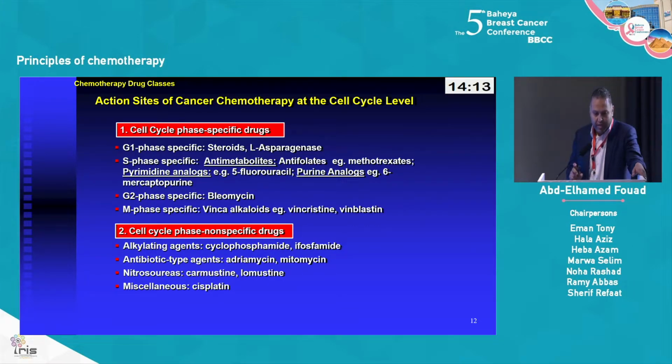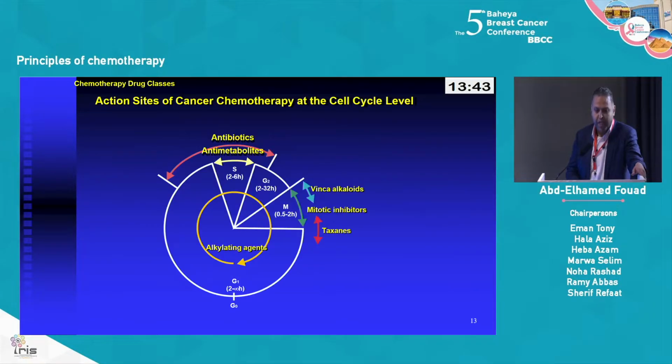Also, cycle-specific drugs are classified into phase-specific and phase non-specific. Phase-specific means that they act on specific phases of the cell cycle, as we mentioned: G1, S phase, G2 and M phase. While cell cycle phase non-specific drugs attack the cycling cells throughout the cell cycle, and the most famous example is the alkylating agents. This cartoon also shows the different action sites of cancer chemotherapy at the level of the cell cycle.